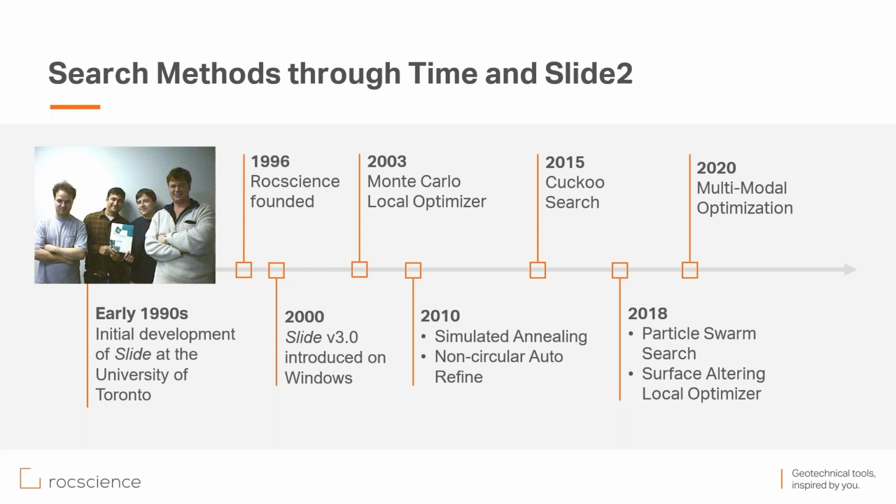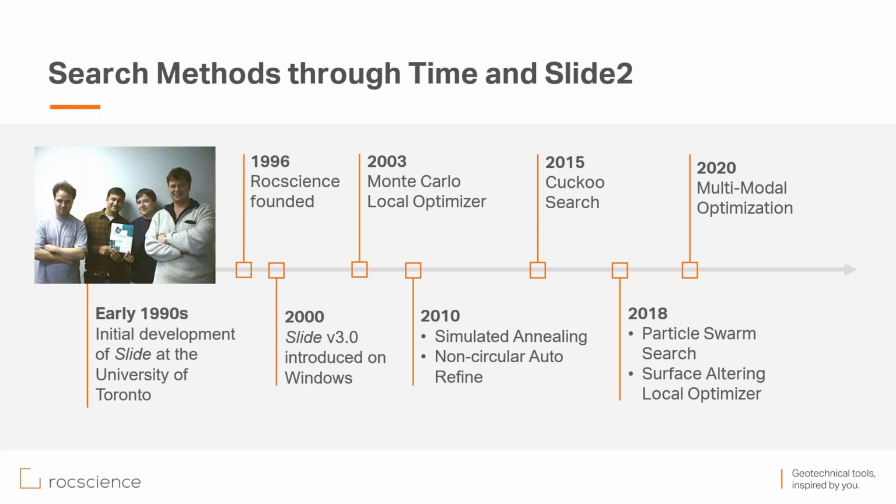And at the same time, we were thinking about searching. And our early version of Slide is probably the first that I know of that had safety maps in them, where you could actually plot the distribution of factor of safety throughout the area of analysis.